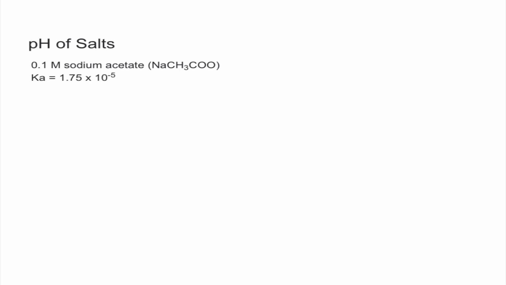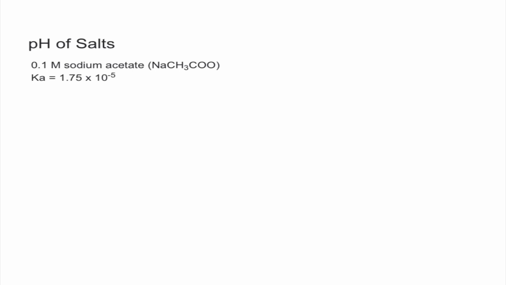In this problem, we want to determine the pH of 0.1 molar sodium acetate. Sodium acetate is a salt, as you can see right here. It's been formed from reacting an acid with a base. And we know that the Ka of acetic acid is 1.75 times 10 to the negative 5.